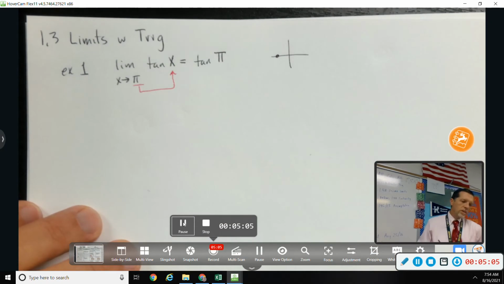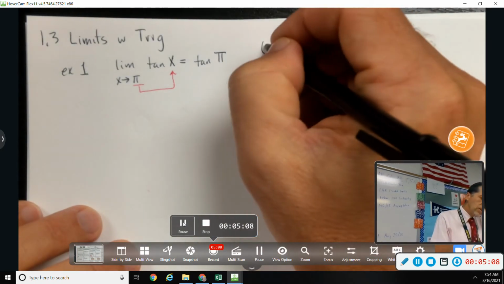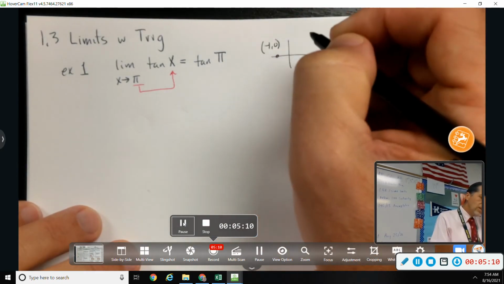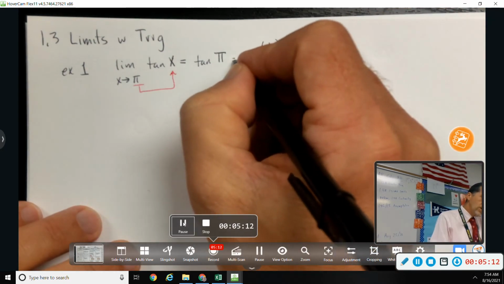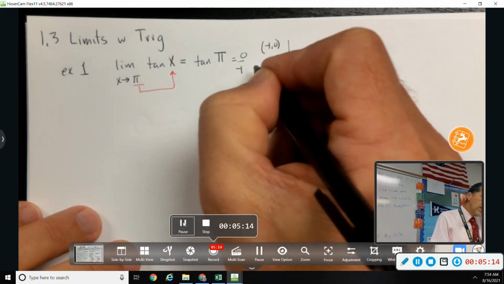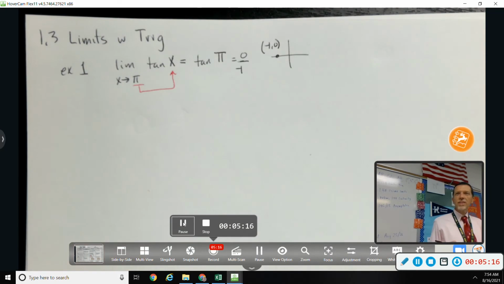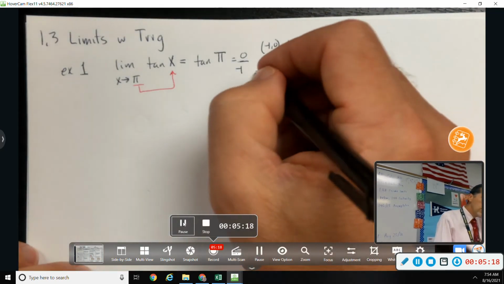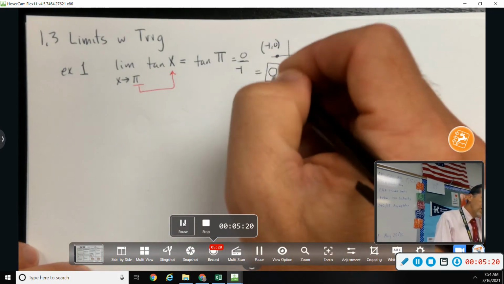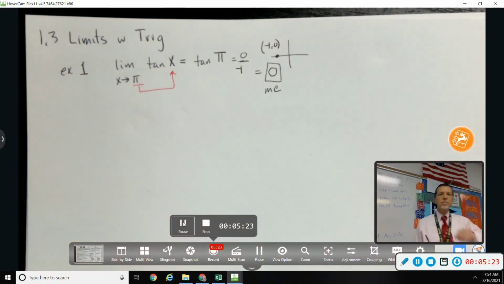Tangent is y over x. That coordinate would be -1, 0. So 0 over -1, which would be a safe stop. It's kind of as weird as that looks, but on a multiple choice test, the answer would be 0. The best answer that would be given is 0.